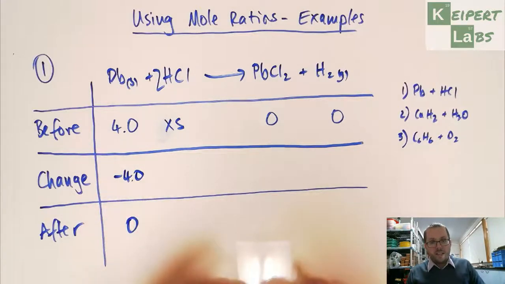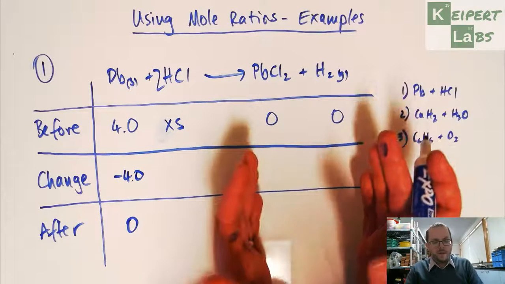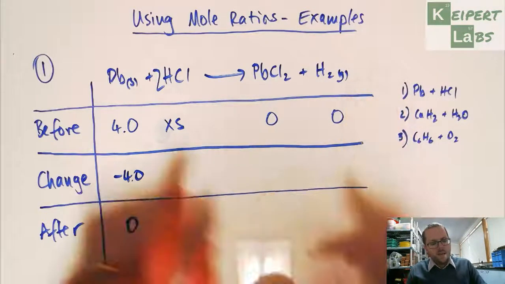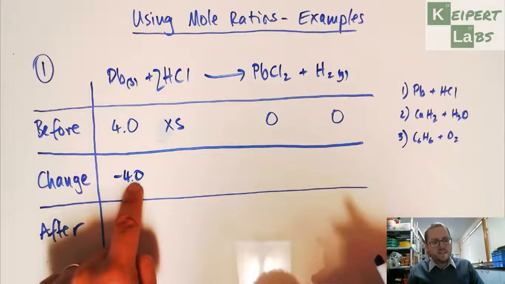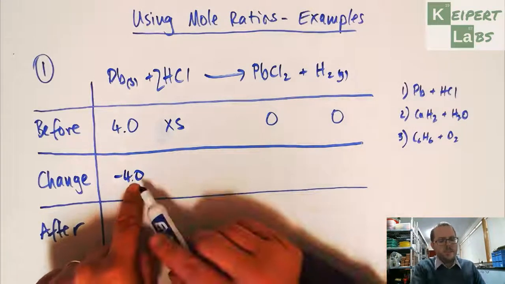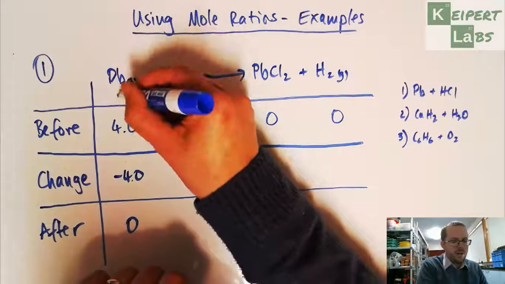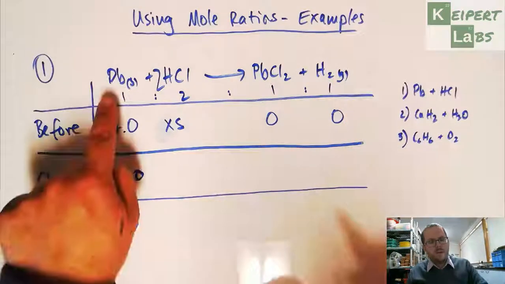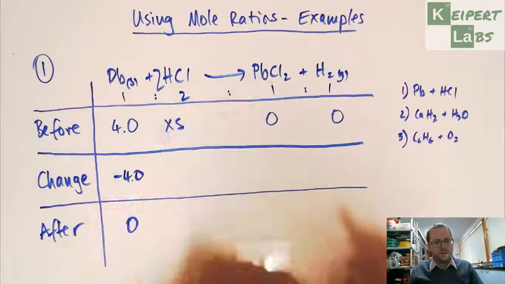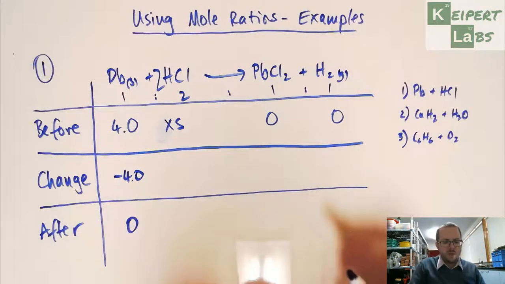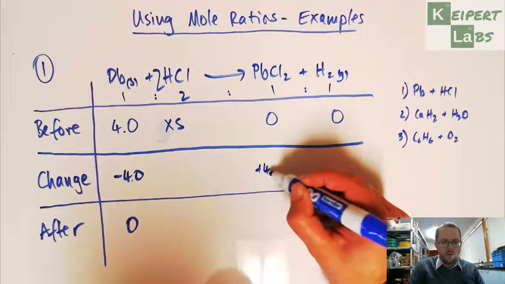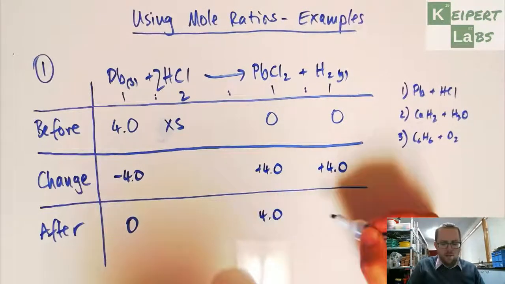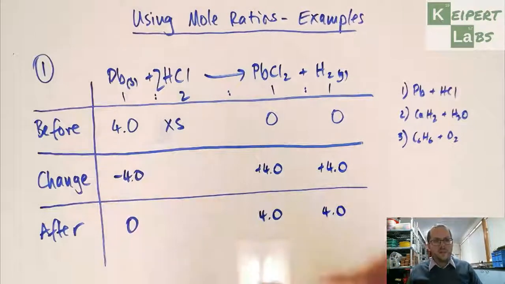Even though the question is not asking me to do this, I'm going to complete this side of the before, change, after table. If this decreases by 4 moles, I can look at my ratio of 1 to 2 to 1 to 1. For every 1 mole of lead that reacts, 1 mole of lead chloride forms, which means 4 moles of lead reacting forms 4 moles of lead chloride and also 4 moles of hydrogen gas. So I end up with 4 moles of each at the end of the reaction.